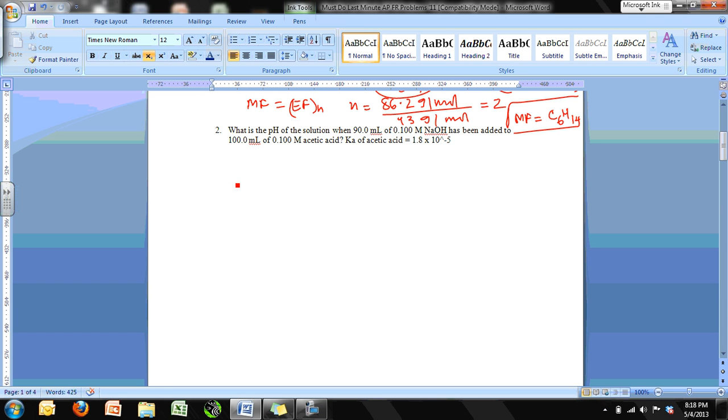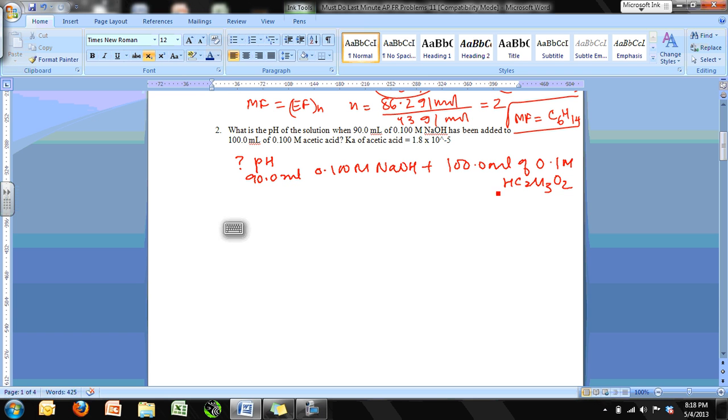Problem number 2 says, what is the pH of a solution when 90 mL of 0.1 molarity NaOH has been added to 100 mL of 0.1 molarity acetic acid?